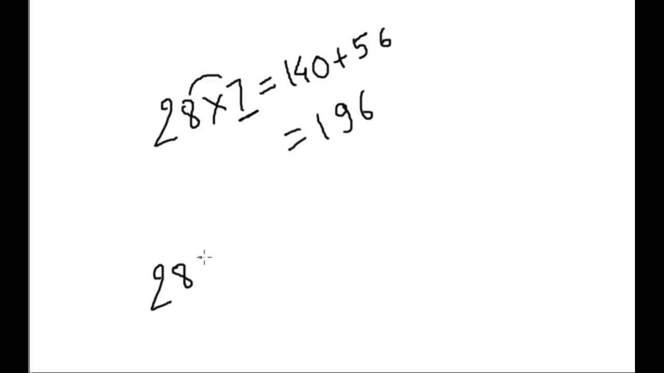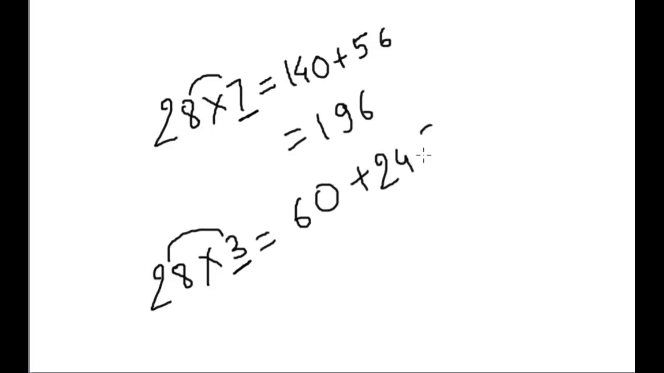28 into 3. Double of 3 is 6. Put 0 plus 3 into 8 is 24. This is 84. I hope this trick will help you in your calculation and give you correct answer easily.